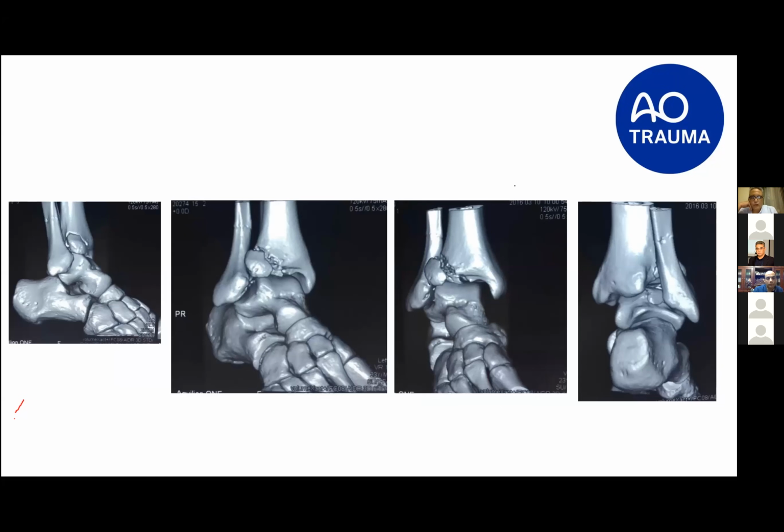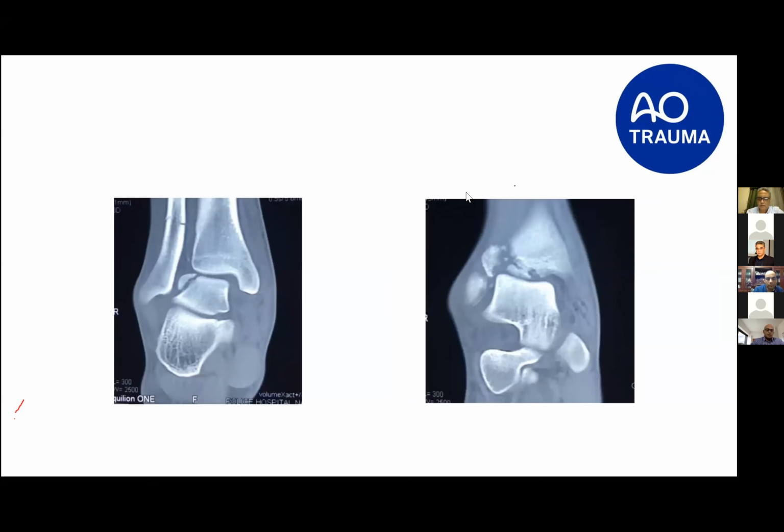Any other recommendations? I think the addition of an ankle arthroscopy during the fixation would be very valuable. If you go back to the CT, you will find there's a part of the fragment in the syndesmosis. The axial cuts, please.